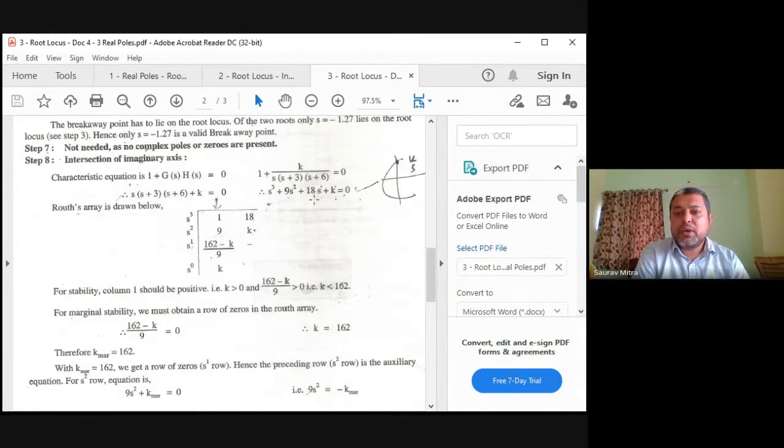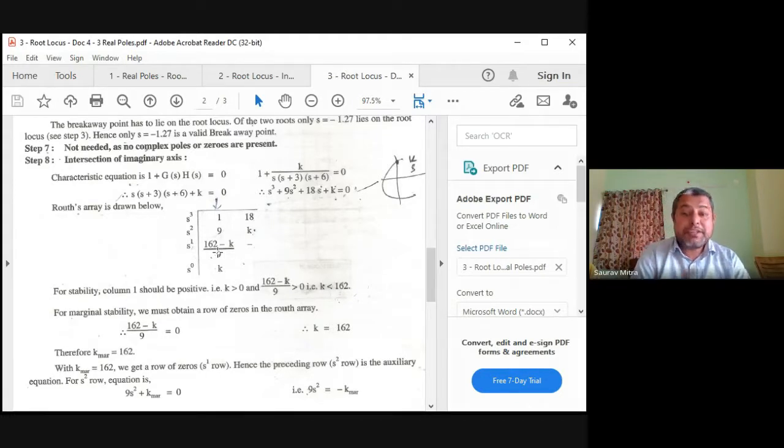Now you do the Routh-Hurwitz criteria. You are substituting 1 and 18 first and 9 and k. So 1 and 18, 9 and k. If you are doing that, you are finding s raised to 1 coefficient is 162 minus k by 9 and last is k. So this last thing is not a problem because k value is always greater than 0. So s cube, s square and s0 all are positive. Only thing is 162 minus k by 9. If it needs to be positive, the k value has to be less than 162.